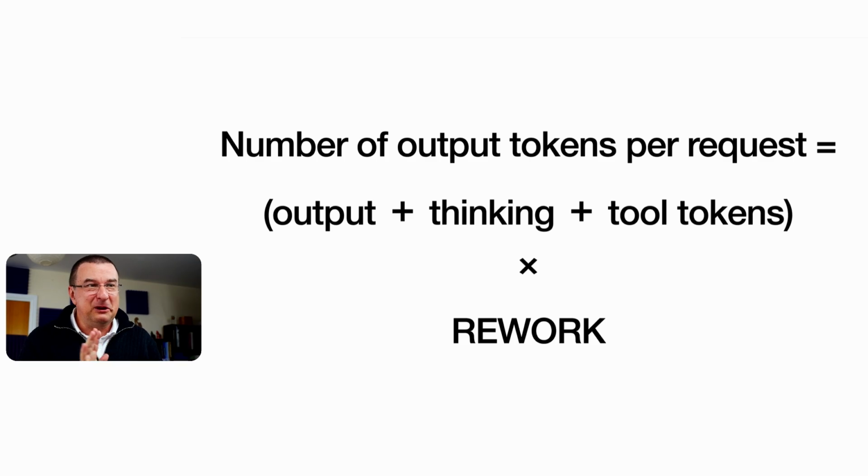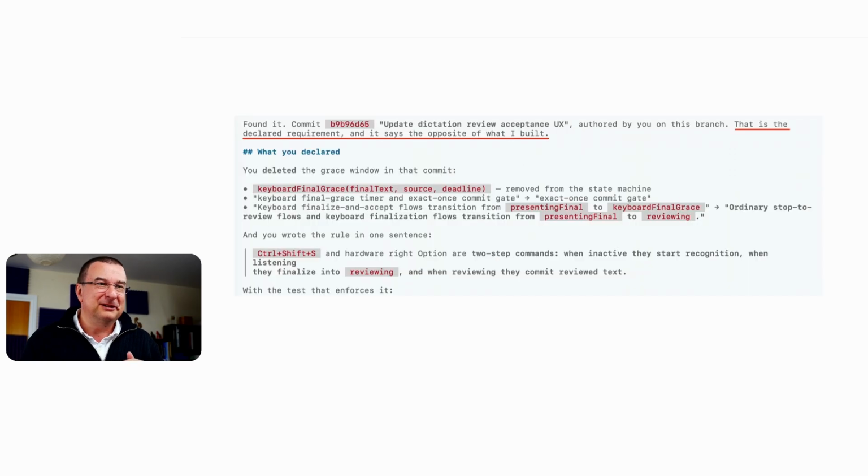Now, I have been hitting earlier on OpenAI, so let's be fair and let's look at Anthropic and Claude. This is what Opus 5 told me recently. That is the declared requirement, and it says the opposite of what I built. Now, that is the essence of rework. Opus 5, one of the newest models, right? Fable 5 is the top. And by the way, I don't see that it's so much better than Opus 5 in actual code delivery. Maybe it can break into other people's computers. I never tried that.